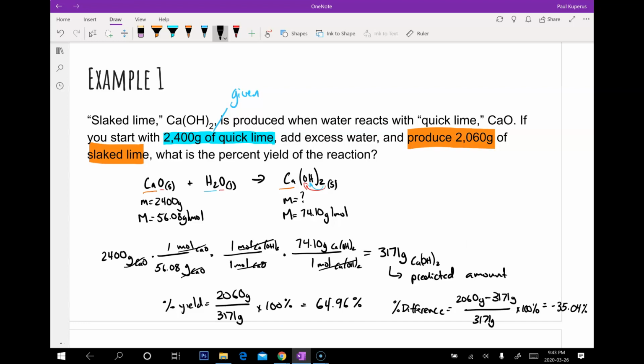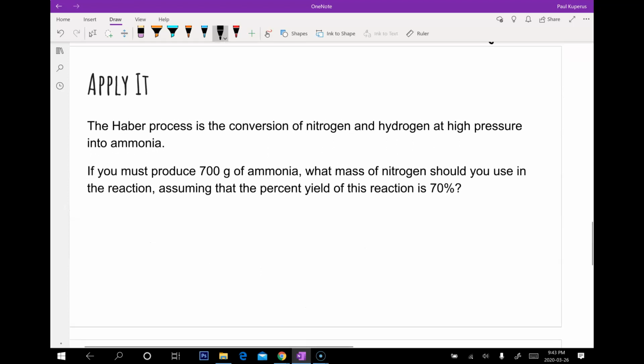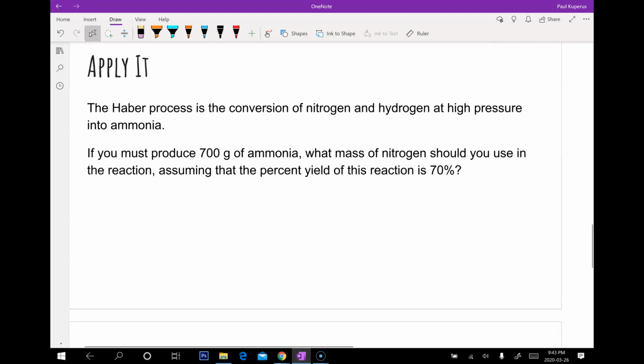I have one more for you to try. Pause the video, think about this question. It's kind of tough to work your way through, so have a good think and take your time, and then continue the video and you'll see the solution and see if you can match my solution.